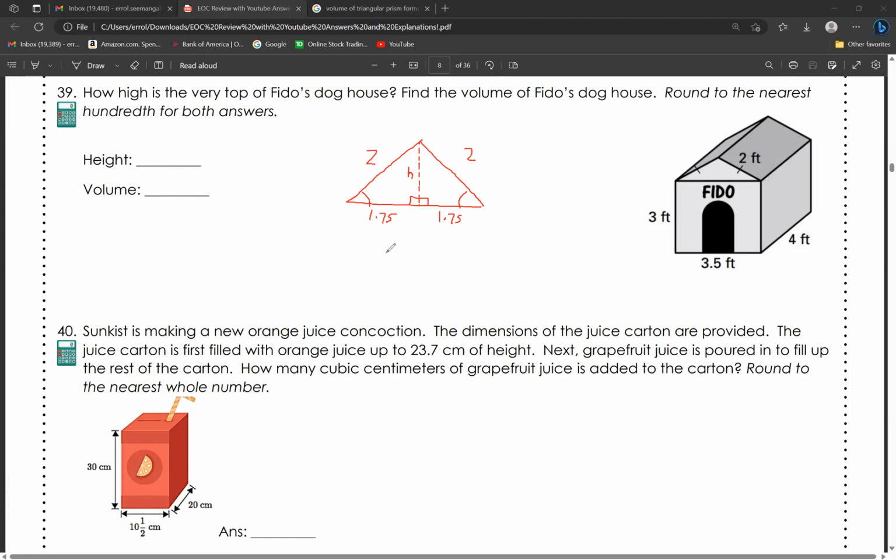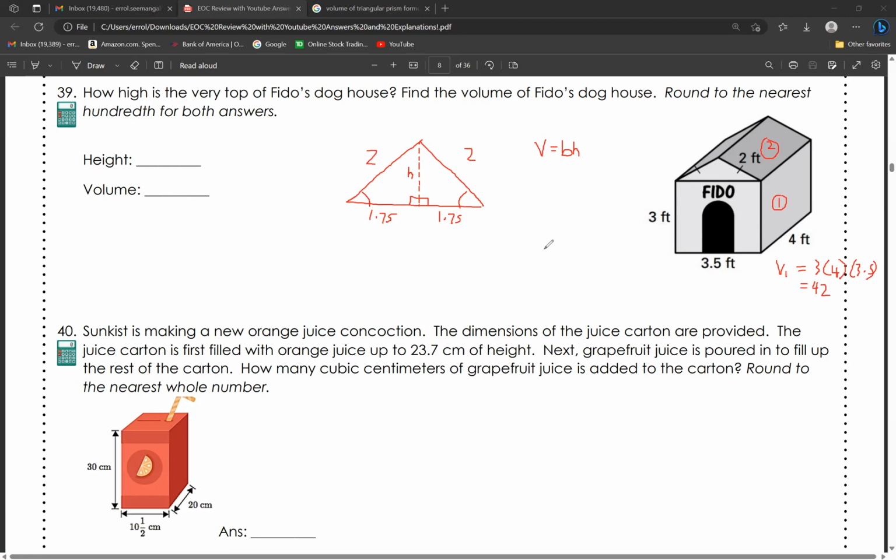Can we use, you said that volume is base times height, right? Yes. We know the base, which is 3.5. Do we know the volume? Yes, we do know the volume. Okay, so this is shape 1. This is shape 2, right? Volume of shape 1, was it 42? 3 times 4 times 3.5. That's 42, right? Yes. That's the volume of this rectangular prism, right?